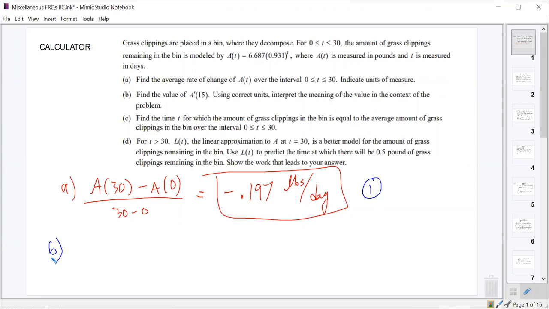We want to find the value of A prime of 15. That should be pretty easy. You just use your calculator. No reason to actually take the derivative by hand. You could if you wanted to, but no reason to. Just type the function into the derivative feature on your calculator, evaluate it at 15, and you get negative 0.164.